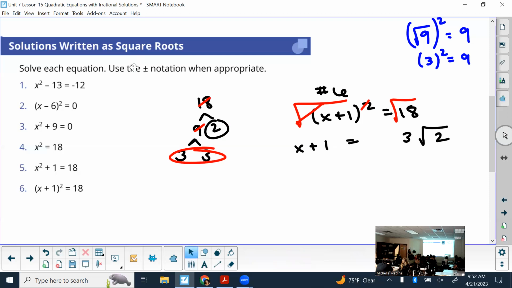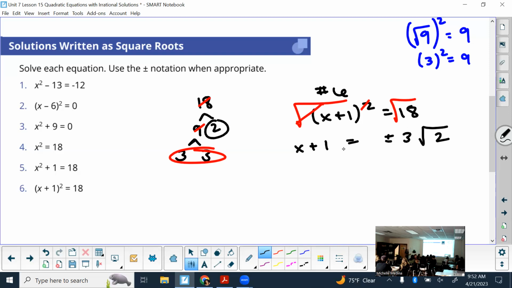And also the whole point of this is we're wanting to use the plus or minus signs when appropriate. Anytime you square root something, you technically have 2 answers. So anytime you square root, you're going to have a plus or minus sign. And it's going to go in front of whatever the square root is. This time it's not perfect, so we're going to put it in front of this. Questions on that?